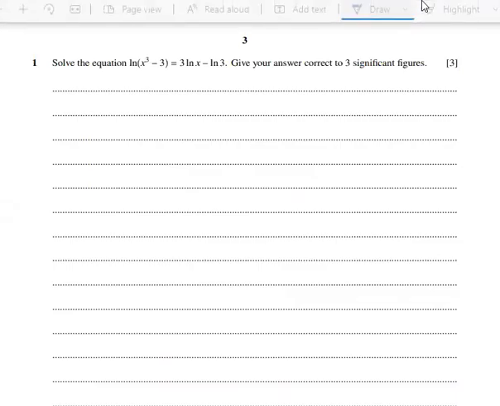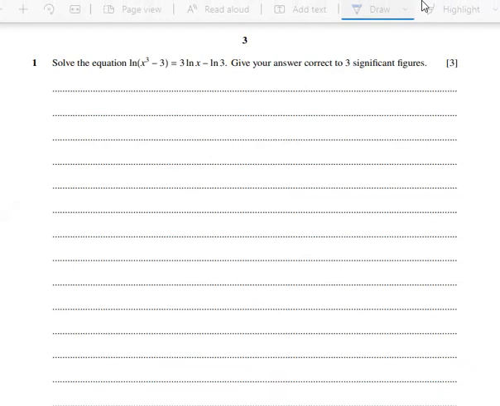Hello dear students, in this video I'll be solving a past paper for A levels 2021. So this paper was for 75 marks. So let's start. The first question says solve the equation ln of x cube minus 3 equals to 3 ln x minus ln of 3.